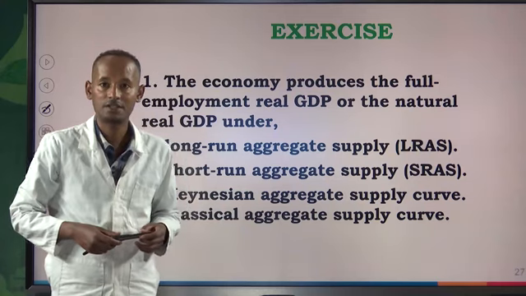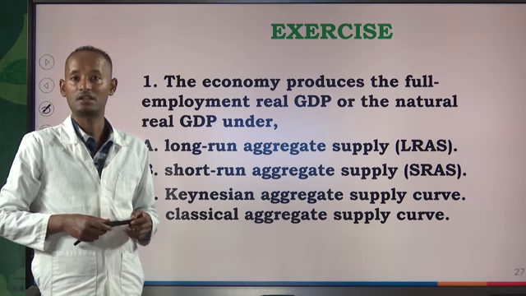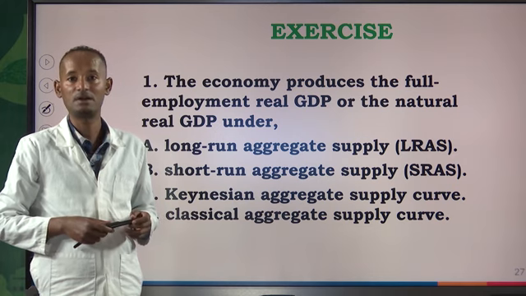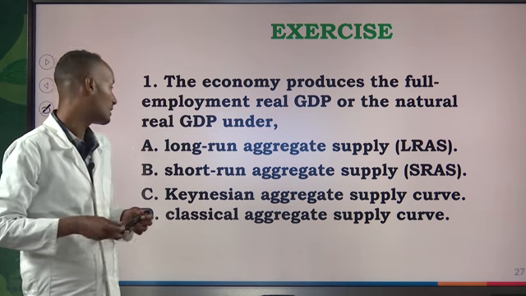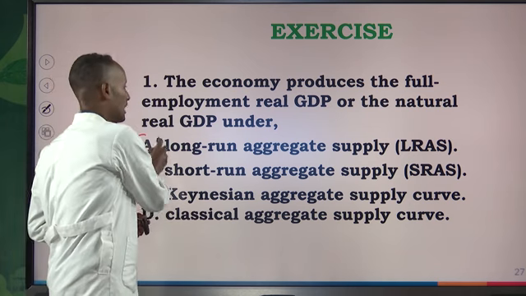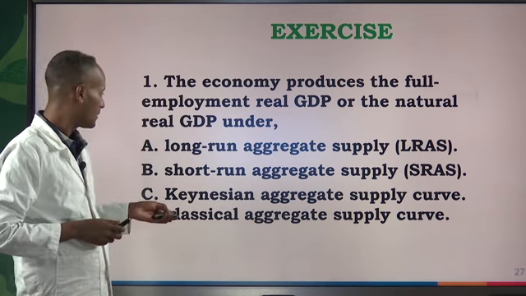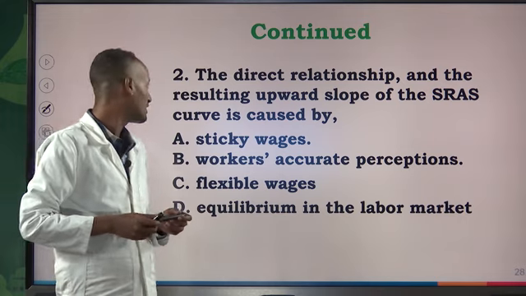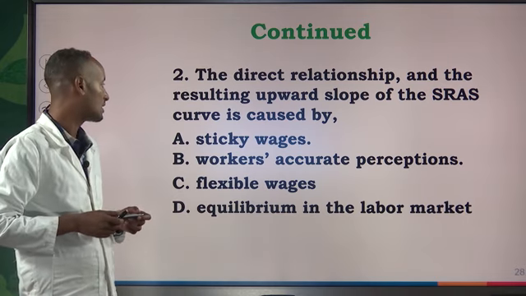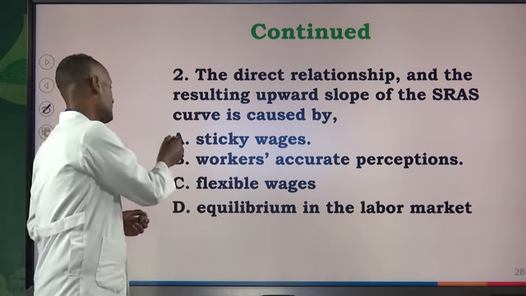Welcome back, students. Let's do the exercises together. The first one is, the economy produces the full employment real GDP or the natural real GDP under. The answer is long run aggregate supply. Question number 2. The direct relationship and the resulting upward slope of the short run aggregate supply curve is caused by sticky wages, is the answer.